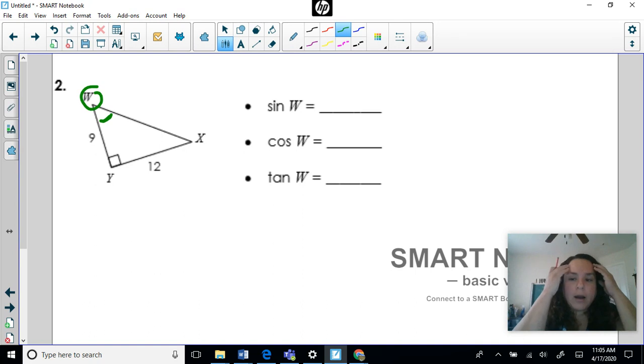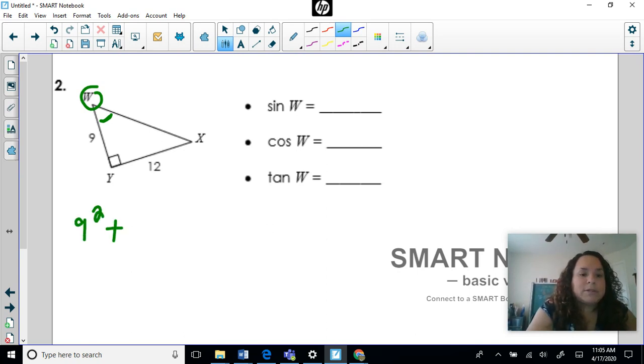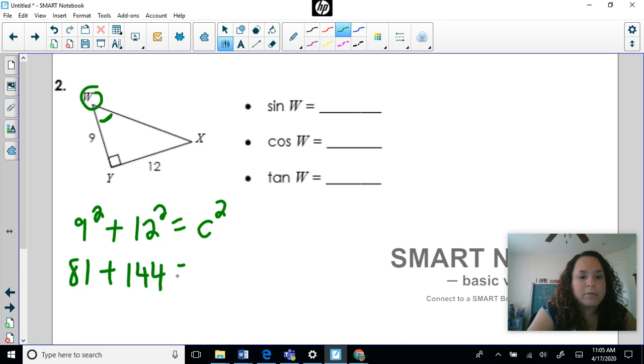So what could be used to find the hypotenuse? Pythagorean theorem. So we're going to plug it in. It's going to be 9 squared plus 12 squared equals c squared, right? We know that 9 times 9 is 81, and 12 times 12 is 144. And then we're going to set it equal to c squared. When we add 81 plus 144, we get, I believe, 225.